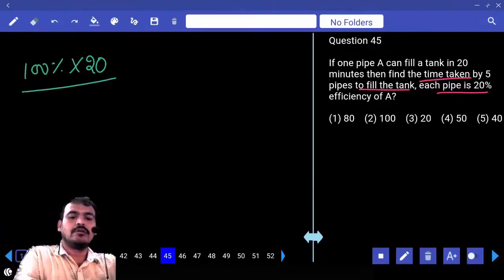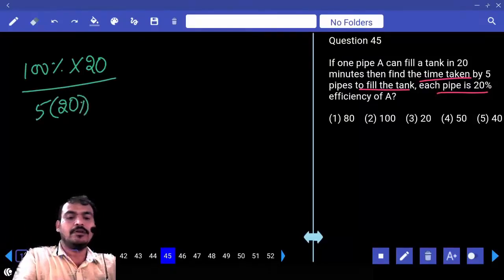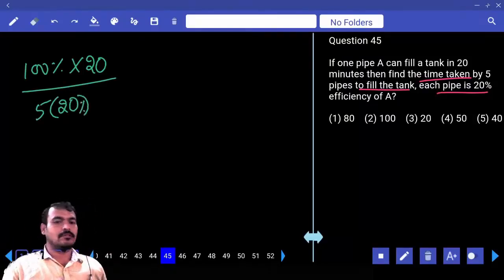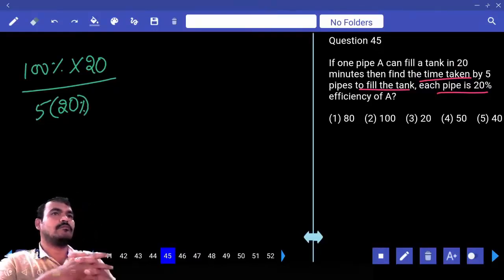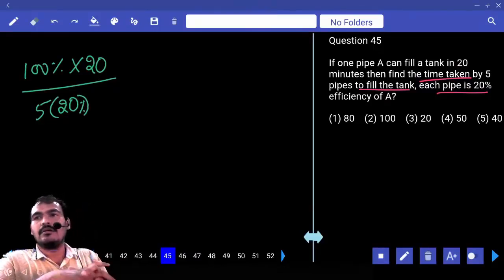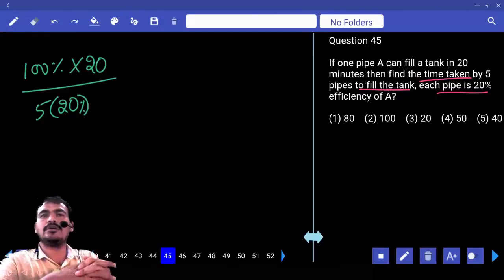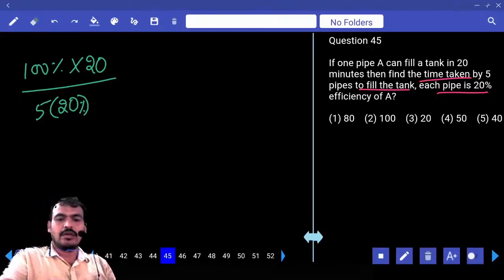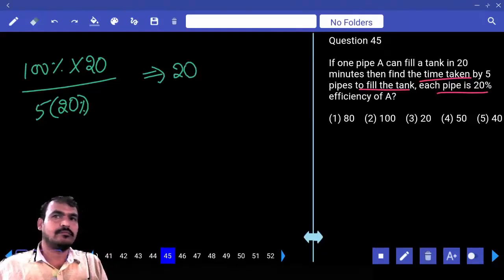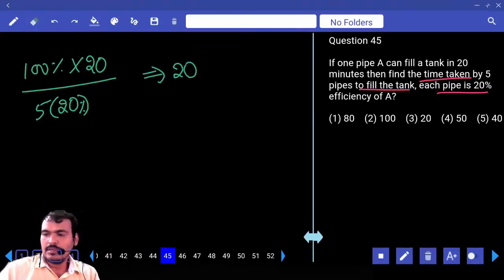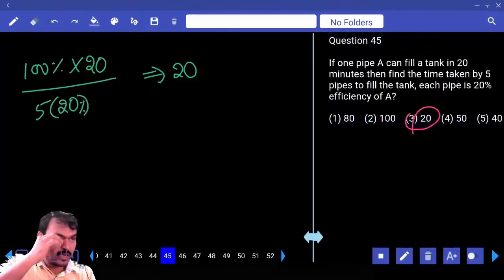Total 5 pipes. 5 into 20%. The numerator means work, the denominator means efficiency. Work by efficiency is time, equal to 20 minutes. Answer: 20 minutes.